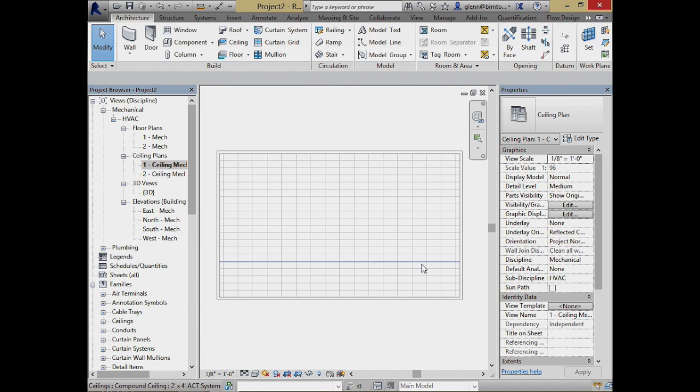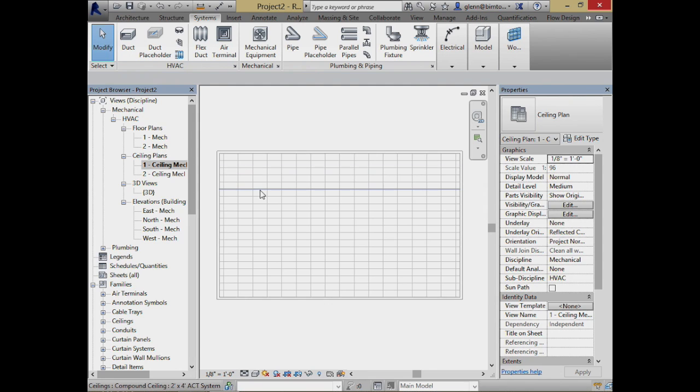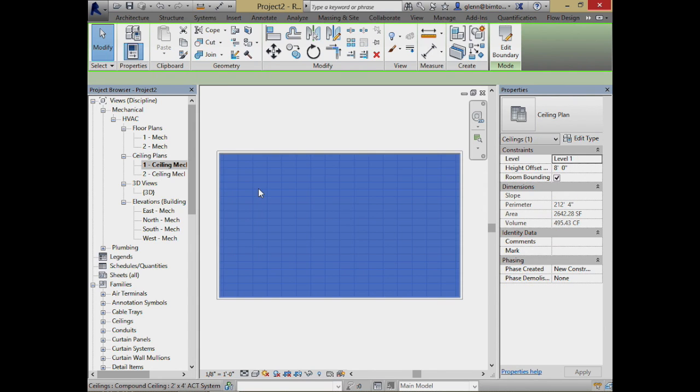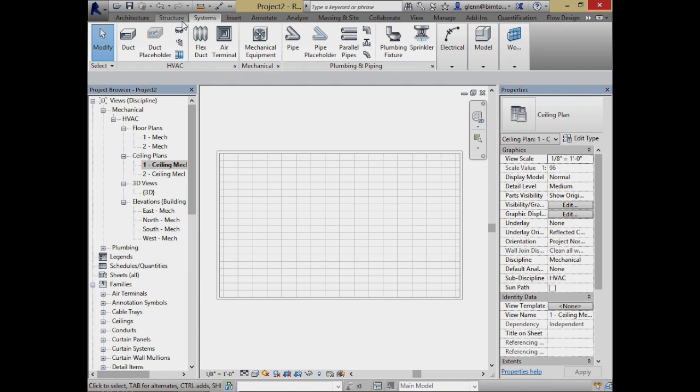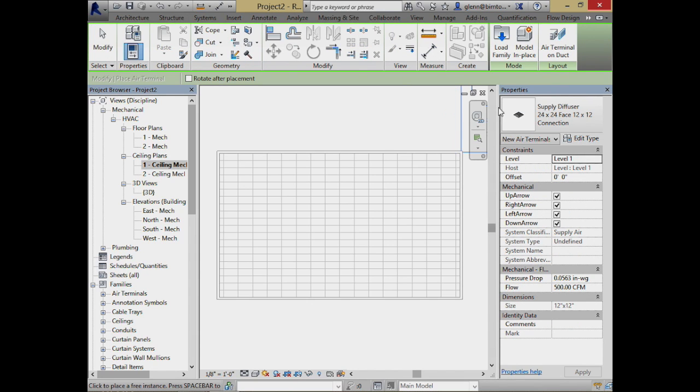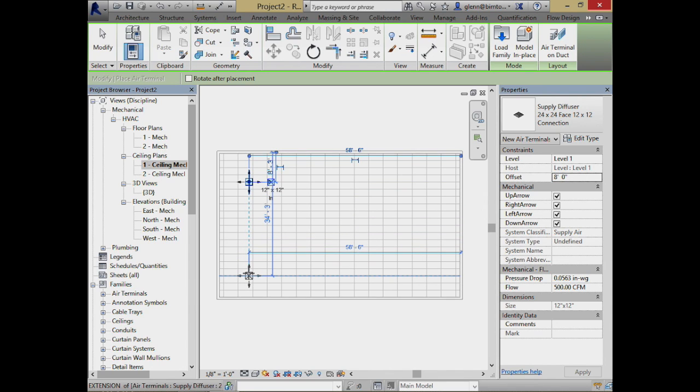How about we keep it real simple right now. I'll put a couple of returns and a couple supplies on opposite ends of the building, and we'll go from there. Okay, so, if I want to put some air terminals in here, I will go to the Systems tab. Actually, I should pay attention to where my ceiling actually is. My ceiling's 8 feet off the floor. So on the air terminals, I'm going to put a couple supplies in there at 8 feet off the floor. And I'll put some supplies over on, let's say, this side and that side.